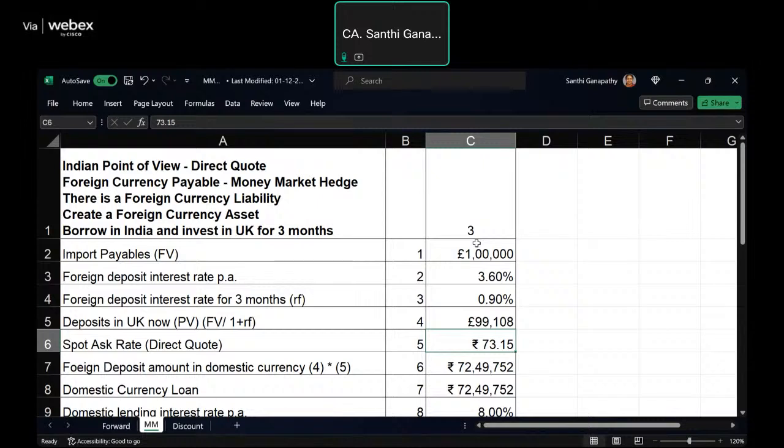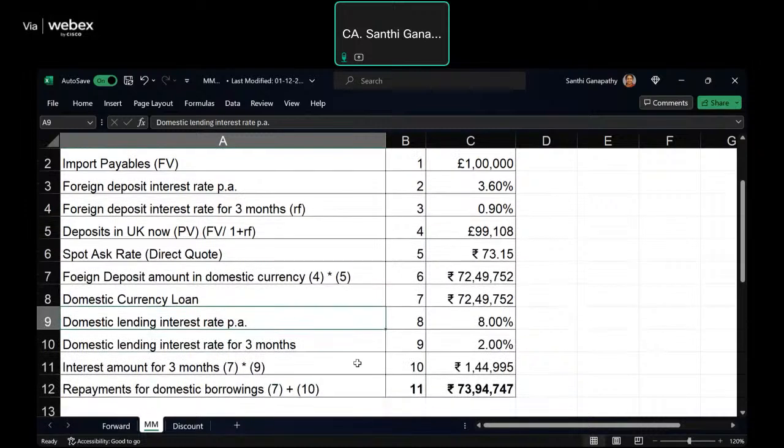Now I have to deposit in UK, so I have to take a loan. How much will be the loan? Because this loan has to be converted into pounds and then invested. What is the lending rate? For 3 months, how much is the interest? Therefore, what is the repayment?